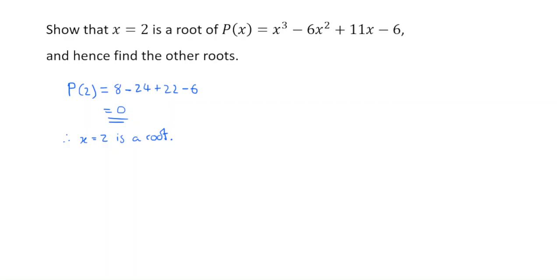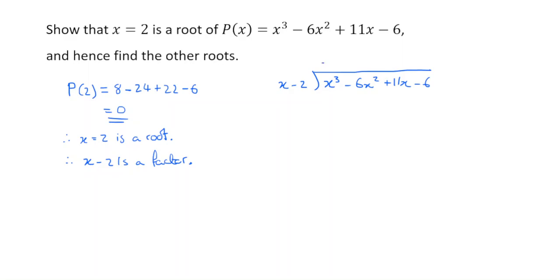The second part then is we want to find the other roots. Well, we can use the factor theorem. Because if we know that x equals 2 is a root, we also know that x minus 2 is a factor. So that means we can now use that to do some polynomial division. Let's take our polynomial x cubed minus 6x squared plus 11x minus 6, and we're going to do the division like that, by x minus 2. Okay. And I'm going to do this fairly quickly, right?